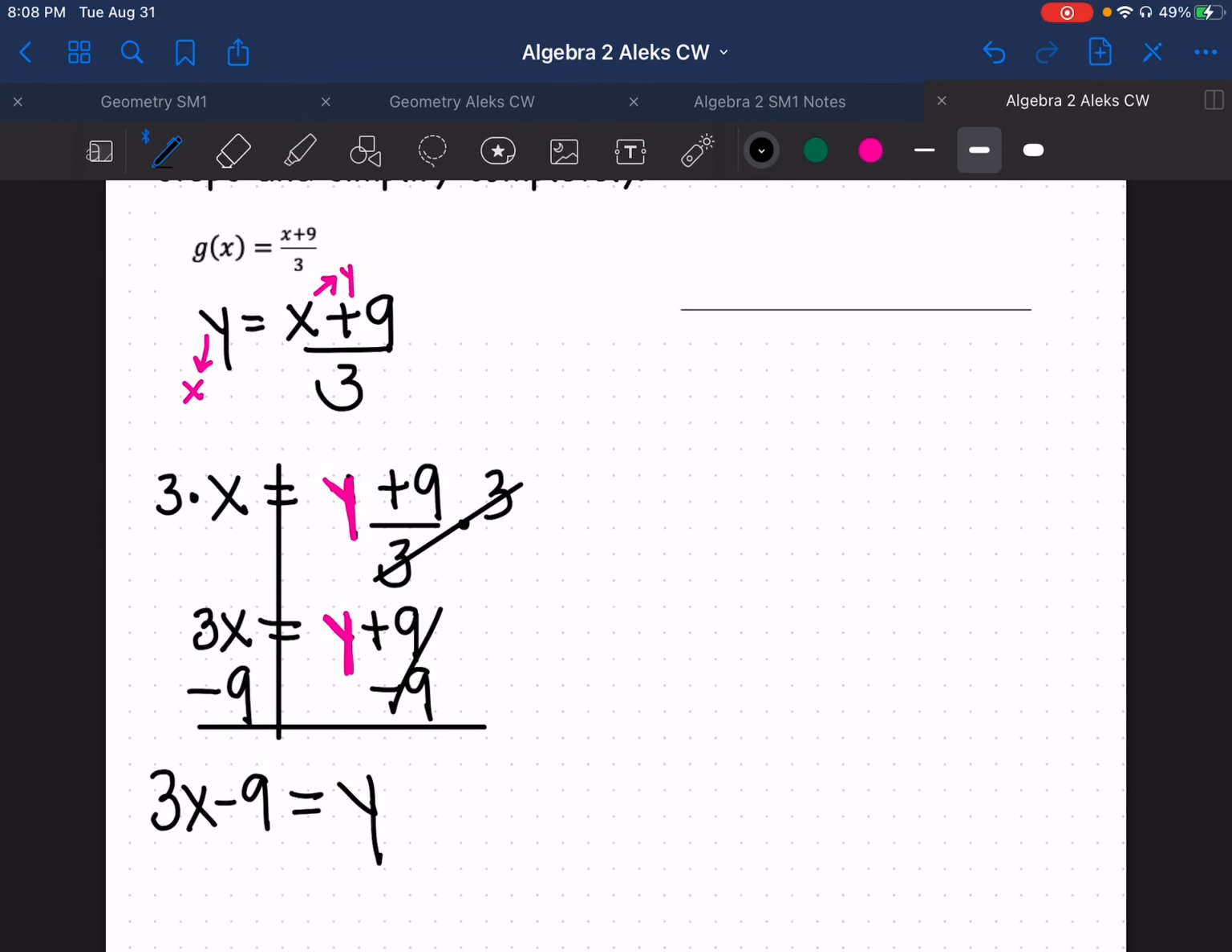I just need to make sure that I write it in the proper inverse function notation. So I start as g of -1 of x, and then I put the 3x minus 9.